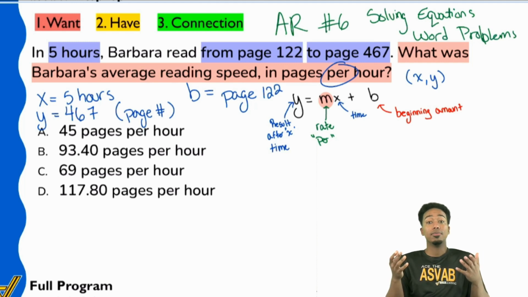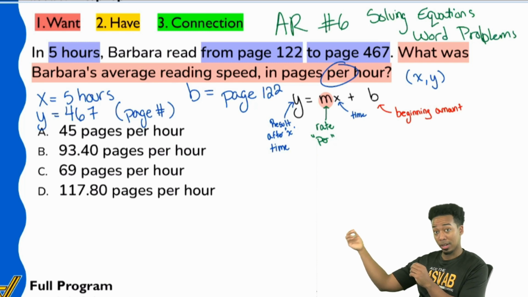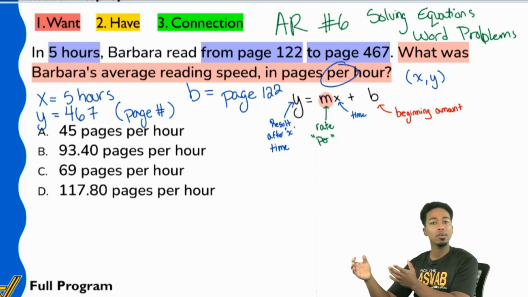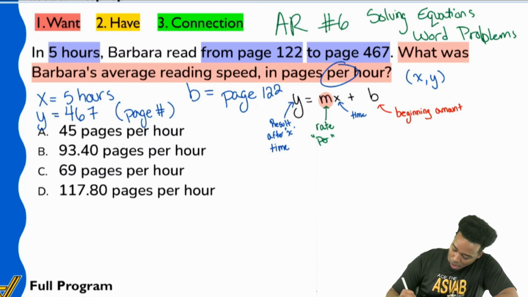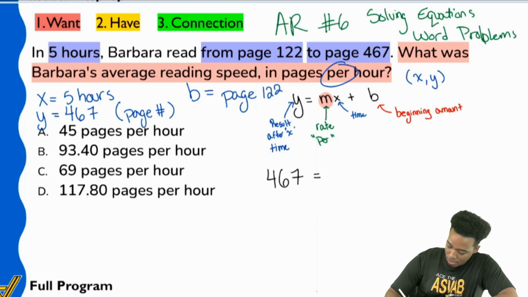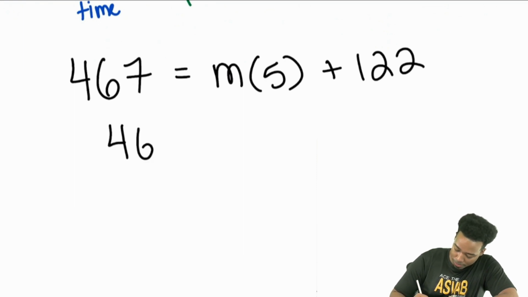So there we have it. Look at how crazy this is. Once you actually learn to speak the language of setting up a linear equation like this, once you set it up, if you know how to solve an equation, you're done. Watch. I know that Y is 467, so I'll write that out in place of the Y. Next up, we're looking for the M, so I'll just leave M as is. Then we know that X is going to be 5, so I'll put 5 right there. And then we're adding B, which is 122.